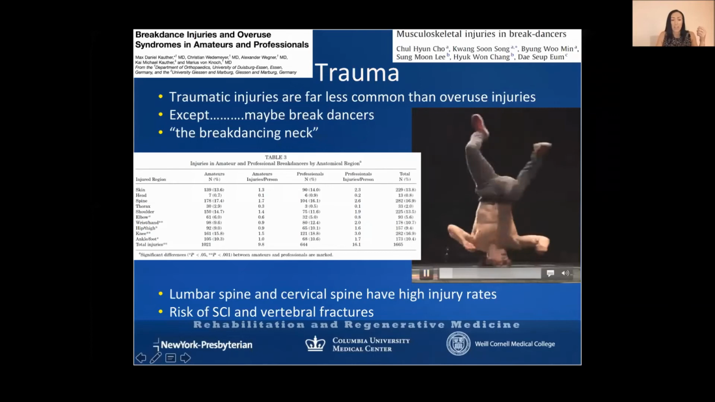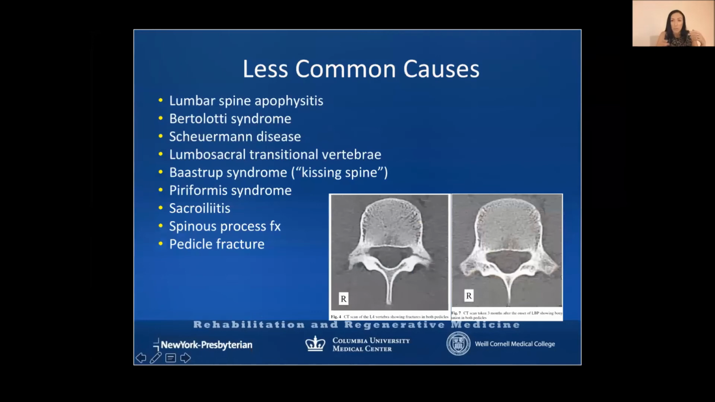The other problem there is that a lot of people, when they're breakdancing, don't use protective equipment. And that makes sense, right? You're not going to wear a cervical collar when you're doing a head spin. Anyways, there are some less common causes also associated that have been shown in the literature. We don't have time to go through them all, but I want you to just be aware of them.